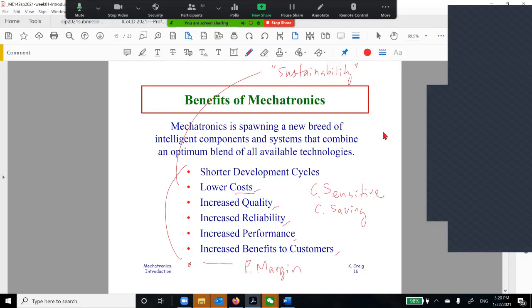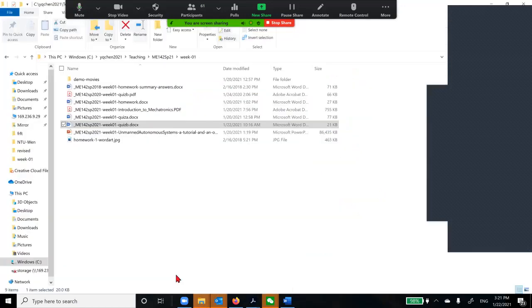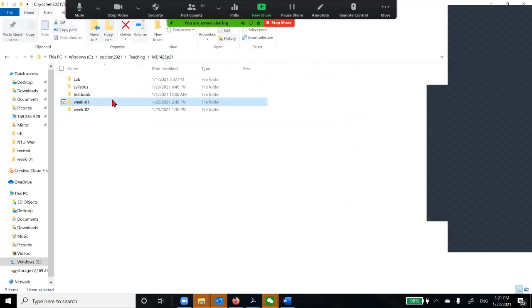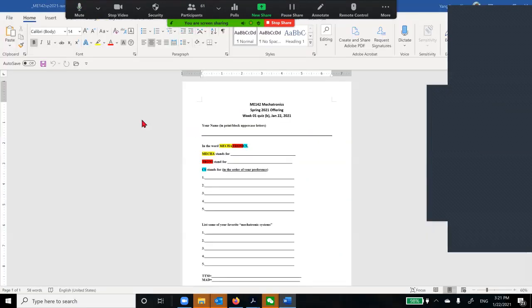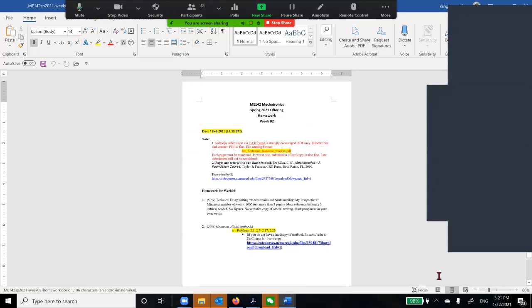So sustainability. In the homework part, I already can show you that it's next week. Let me see, I did it already. Do you see my screen? Yes.